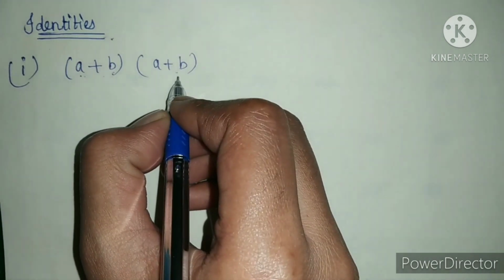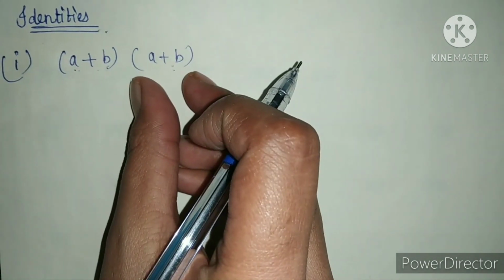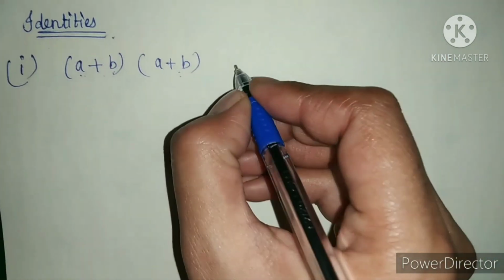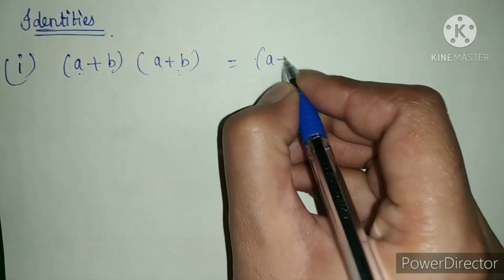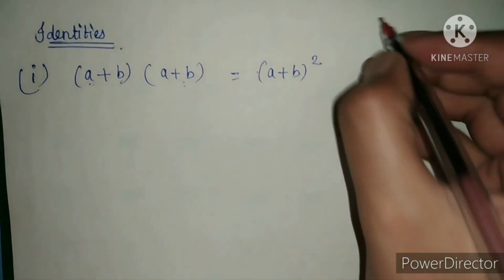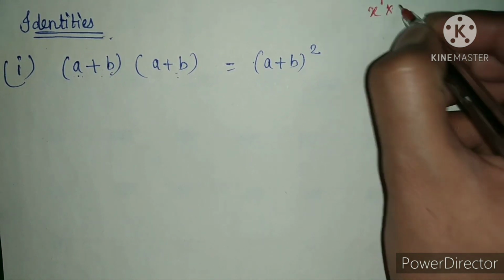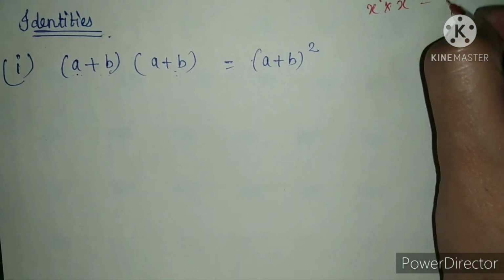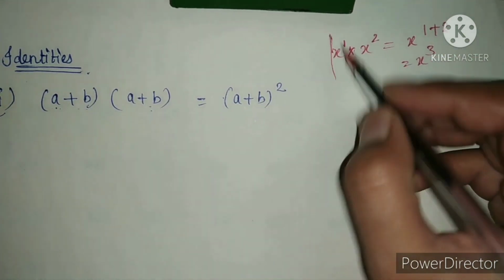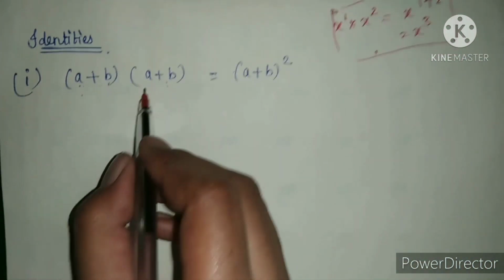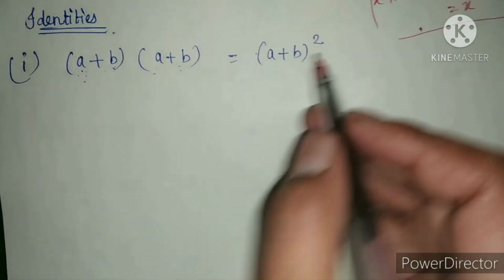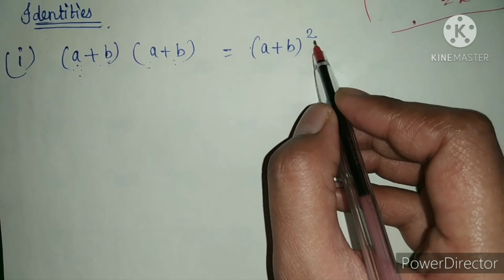What will be the 1 multiplying by 1, x multiplying by x, so we can also write x square. So it can be written in the form of (a plus b) square directly, because we have seen already x to the power 1 multiplied by x to the power 2, so we are adding their powers, x to the power 1 plus 2, so it will give x to the power 3. Same we are going to do with the brackets. Here (a plus b) is multiplying by (a plus b), that's why their power will come as a square.